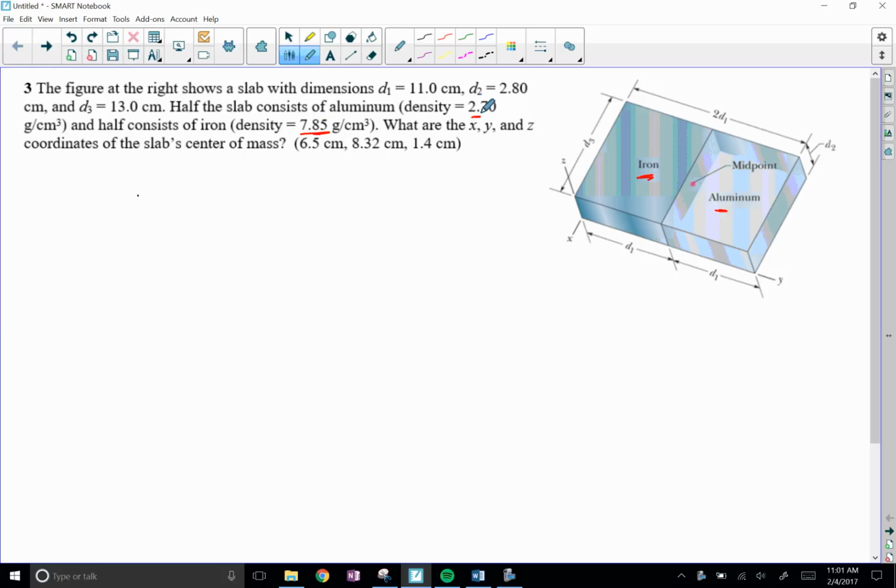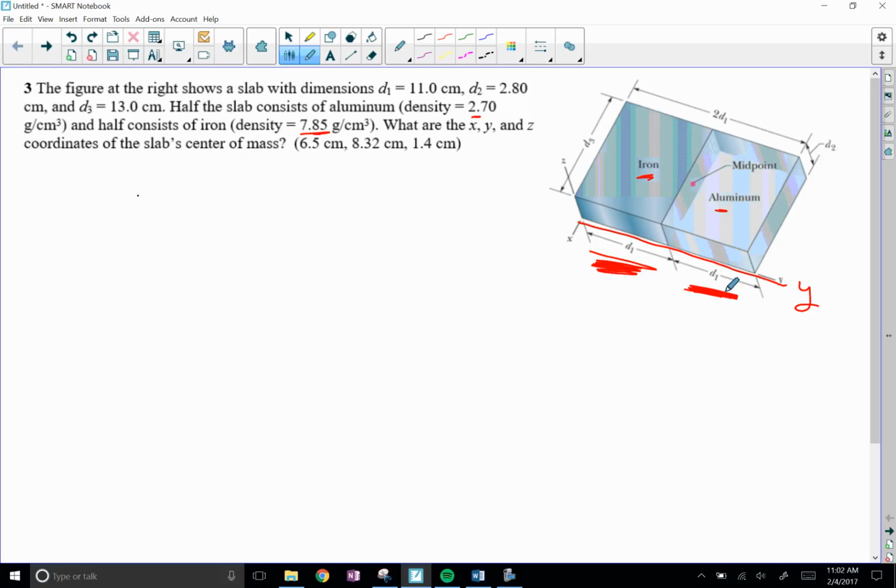And then the other thing I notice is that it's symmetric along two different axes. Really, the only major calculation is the fact that along the y-axis, there's one end that's going to be heavy because of the iron, and the other end that's going to be a little bit lighter because of the aluminum. But along the other two axes, our center of mass is just going to be at the center.